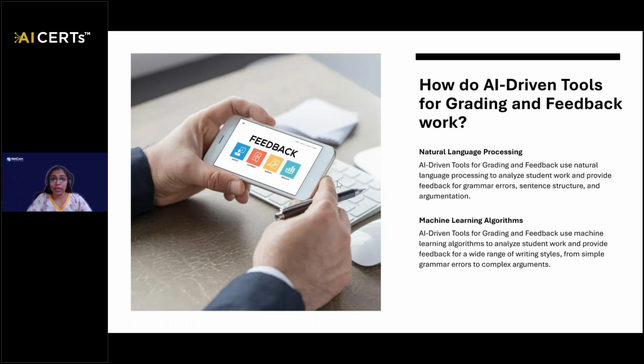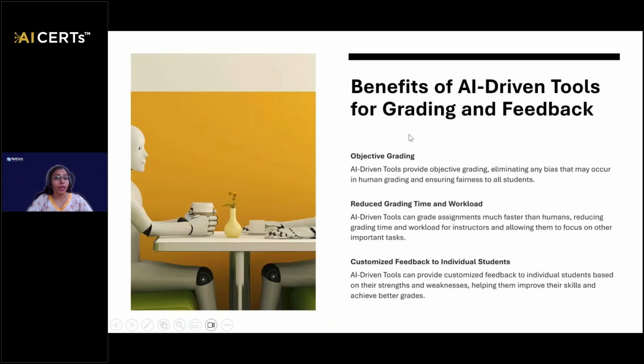So that's why I said that's the beauty of AI driven tools. It is a combination of technology as well as the emotions which come from an educator or a teacher. So yes, it's technical, but it is conceptual as well. Then we come to the benefits of AI driven tools for grading and feedback.